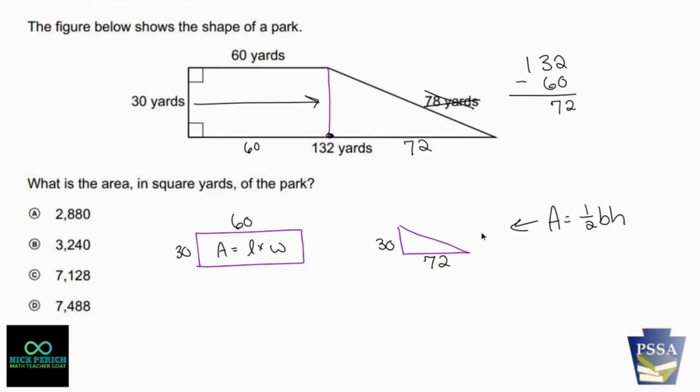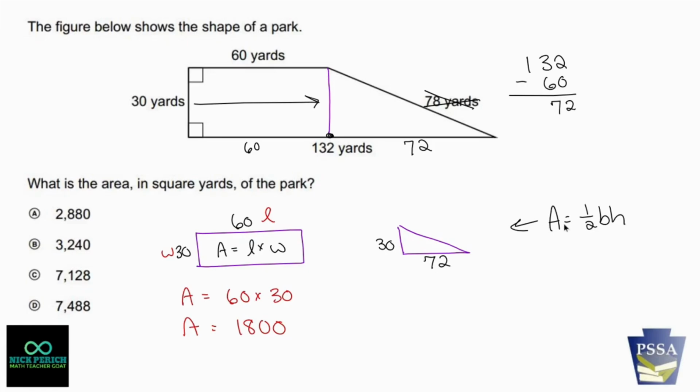So let's find the area of each part. The area of the rectangle is the length times the width. So if I call you the length and if I call you the width, it doesn't matter which one's which. The area is going to be 60 times 30. Now 6 times 3 is 18. So 60 times 30 is 18 with 2 zeros attached.